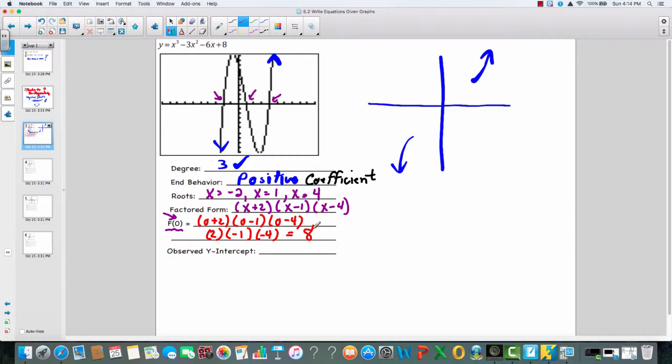So what does our intercept look like from the graph? If we look up here, sure enough, I'm sorry it's a little shady right there, but it looks like 8. So if the y-intercept that we know should be there based on our factored form is the same as the actual picture, we don't have to make any changes. Everything is just fine. So what is the intercept form of this equation? It's right here.